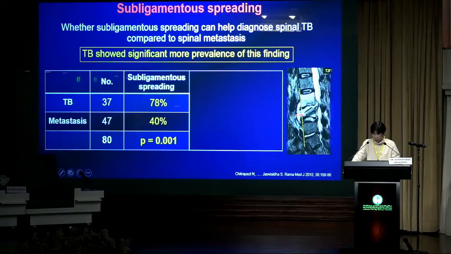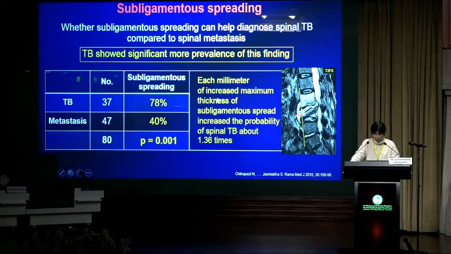We also measured the thickness by drawing a line along the anterior cortex of the vertebral body, and the red line, which is the thickness, is perpendicular to the yellow line. We found that each millimeter of increased maximum thickness of the subligamentous spreading right here increased the probability of spinal TB about 1.36 times.